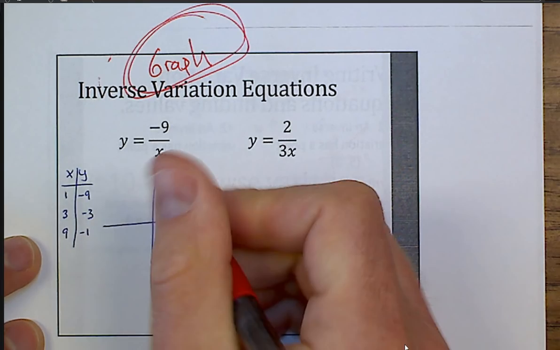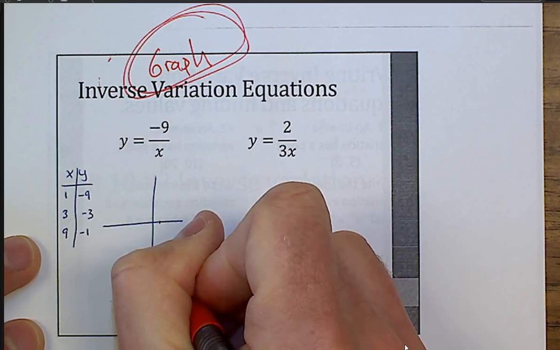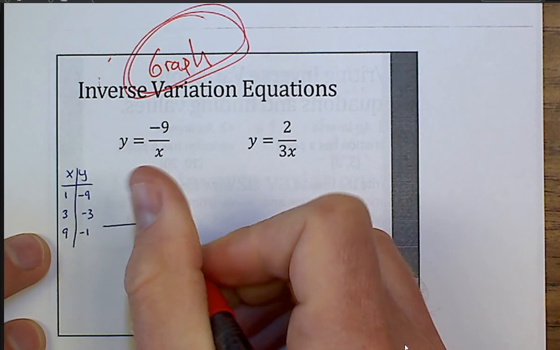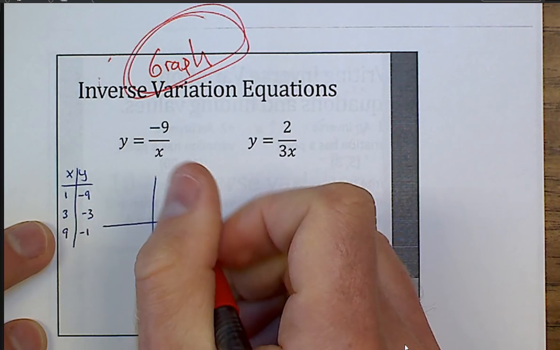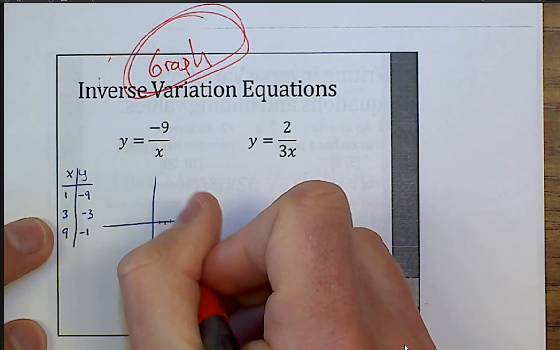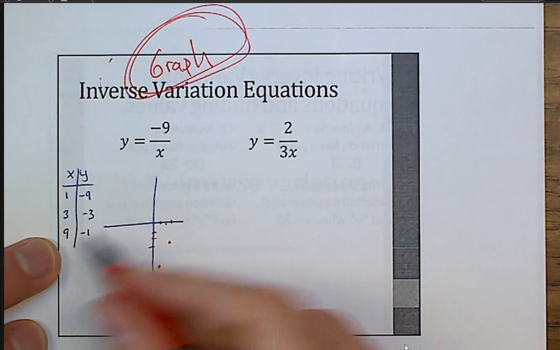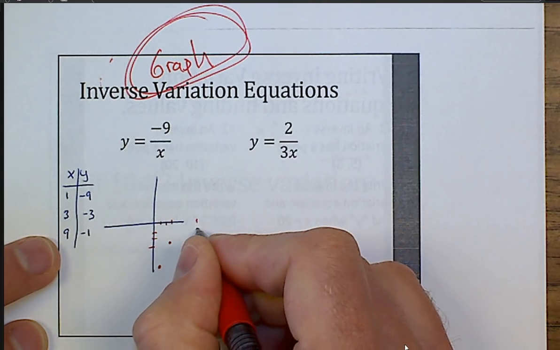1, negative 9. So 1, negative 9 would be somewhere down here, right? 3, negative 3. So 3, negative 3 would be somewhere in here, roughly, okay? And then 9, all the way over here in negative 1. So what do you notice about our graph?